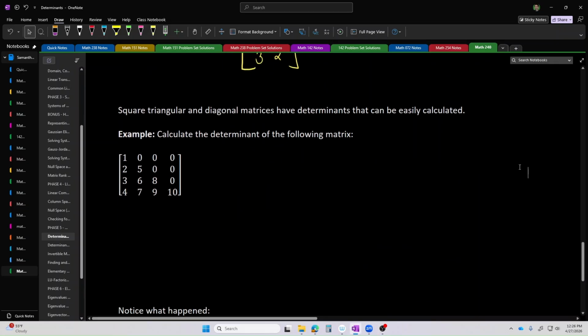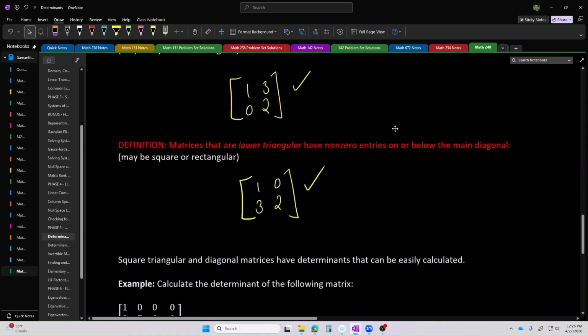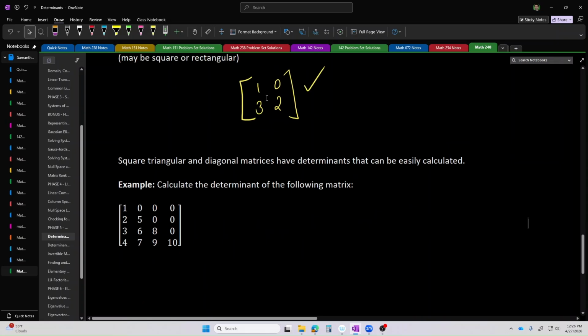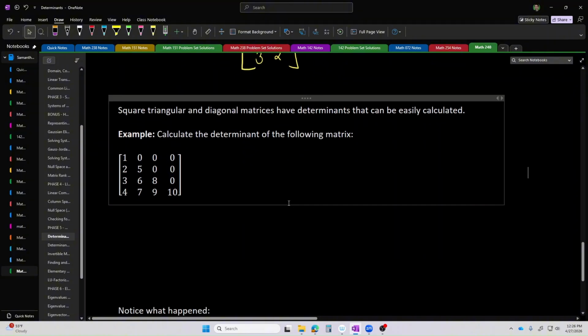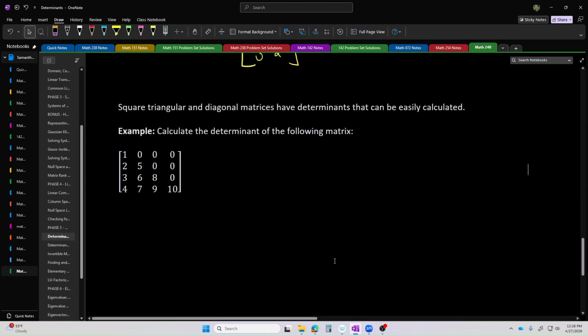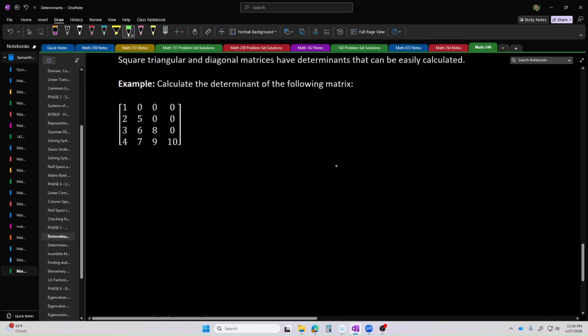Now, as it turns out, when you're working with a diagonal matrix, or when you're working with an upper triangular matrix, or when you're working with a lower triangular matrix, you can calculate their determinants very, very easily as a result of all the zeros that are present in that matrix. Let me give you a demonstration with this 4 by 4 lower triangular matrix. Someone says, find the determinant of this guy.